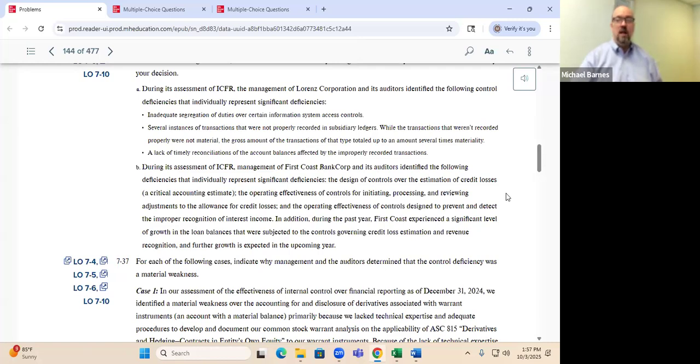So these are all related topics. Leaning on what we said in the previous problem, we're going to lean towards this idea of it being a material weakness. That being said, is there any other information in this problem that gives us a boost into that material weakness realm?